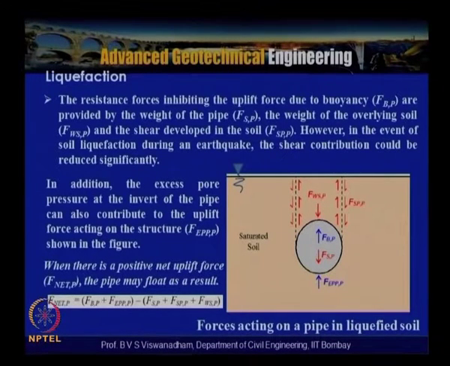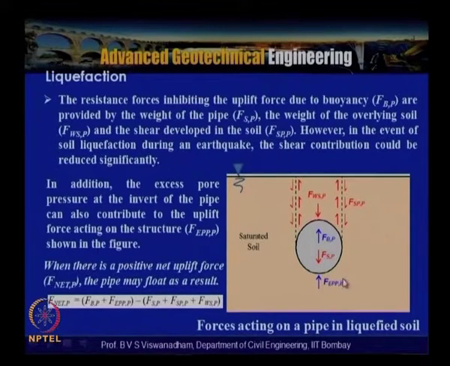In addition, the excess pore water pressure at the invert of the pipe can also contribute to the uplift force acting on the structure, that is FEPP shown in the figure. This excess pore water pressure at the invert of the pipe can contribute to the uplift force, which can lead to flotation of the pipe. So when there is a net positive uplift force acting in this direction, the pipe may float as a result.